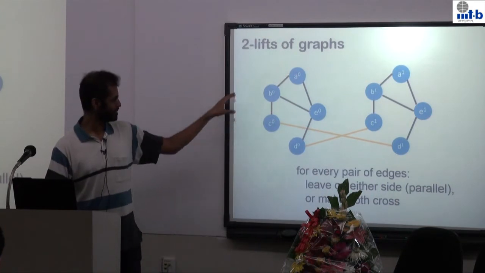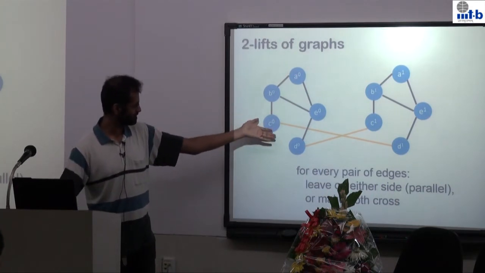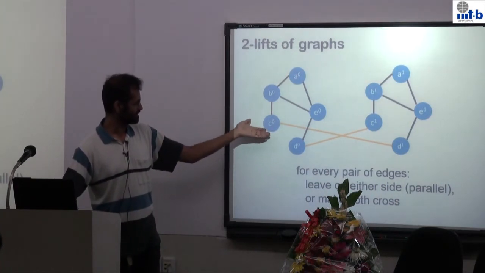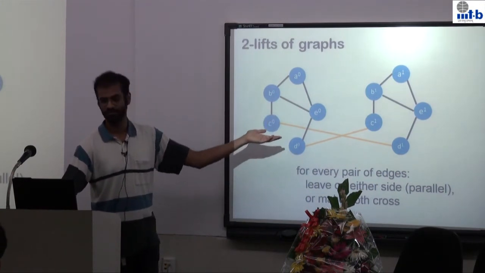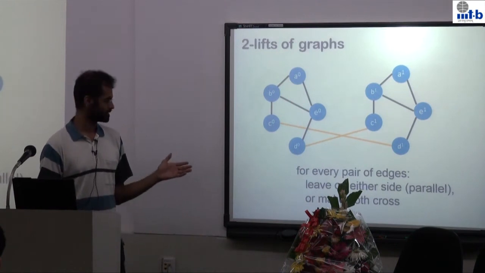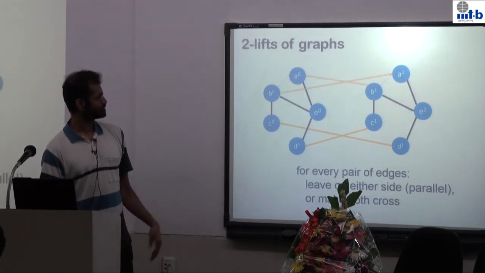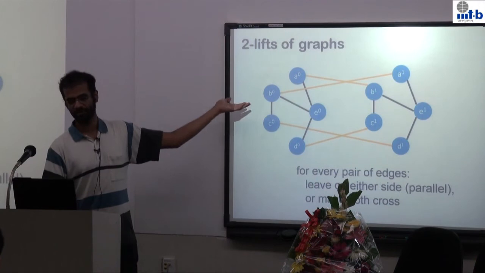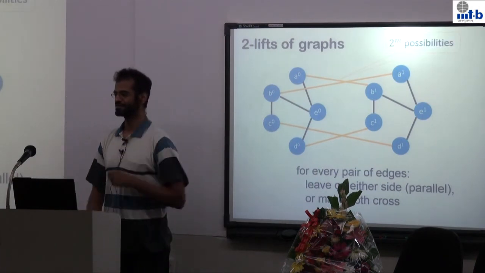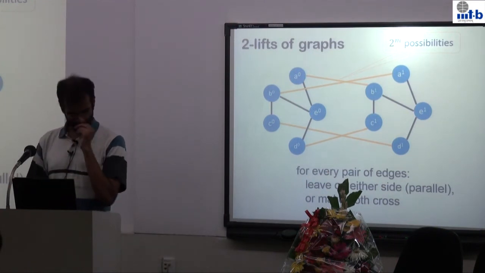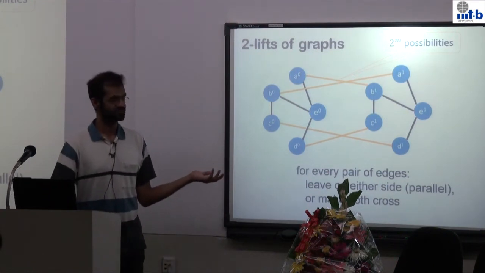Okay. So if there are m edges in the graph, I just look at every edge, like say cd. I either leave it as c0, d0, c1, d1, or I make it c0, d1, d0, c1. So just cross or parallel. And there are m edges, and I do this for every edge. Some of them I leave, some of them I cross. And there are 2 to the m possibilities, right? Because for every edge I have 2 options, and there are m edges. So every graph has 2 to the m 2-lifts.